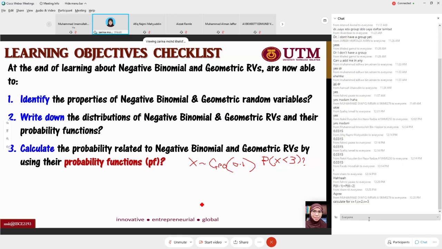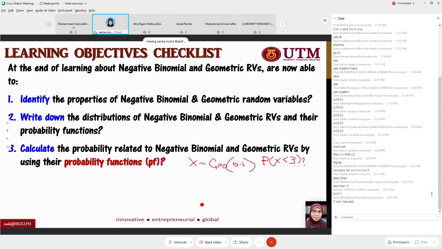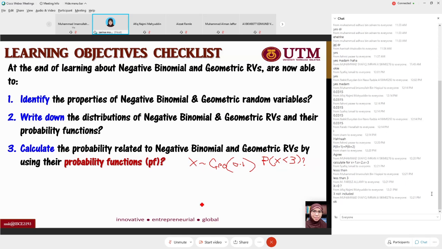But Shafiq, we don't include x equal to 3, okay? Why? Less than 3 means 3 is not included. Remember, this is discrete, yeah? Discrete. So 3 is not included.